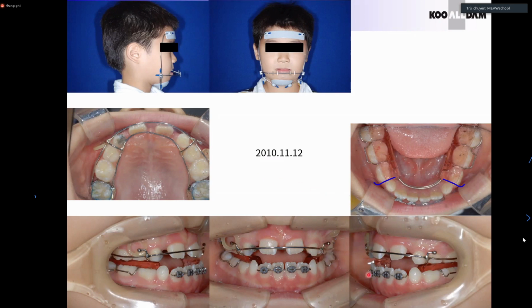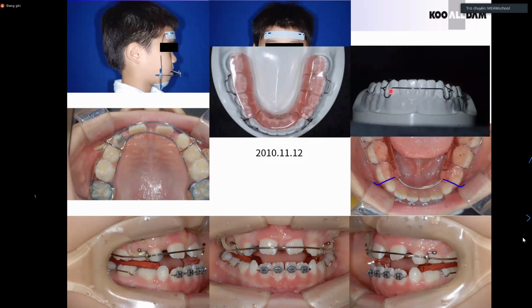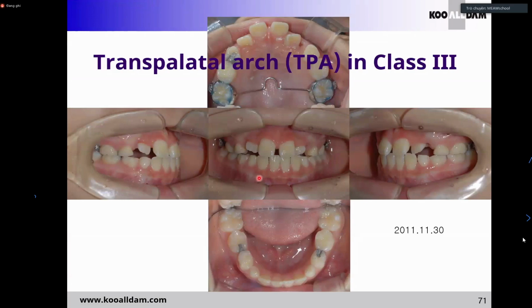However, this time I should have used this type of appliance in the lower arch instead of brackets. However, it doesn't matter. So after correction of the anterior crossbite, I wanted to insert a TPA in the upper first molar area. So we are waiting for the exchanging of the buccal teeth.